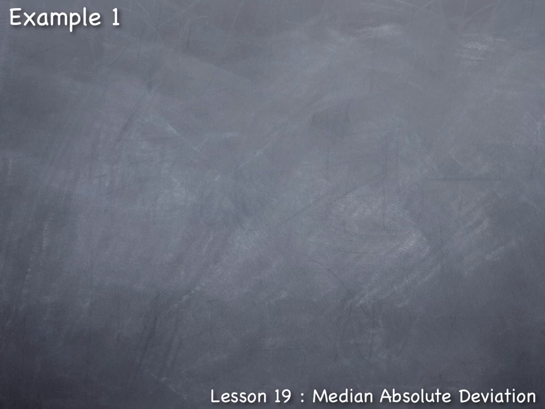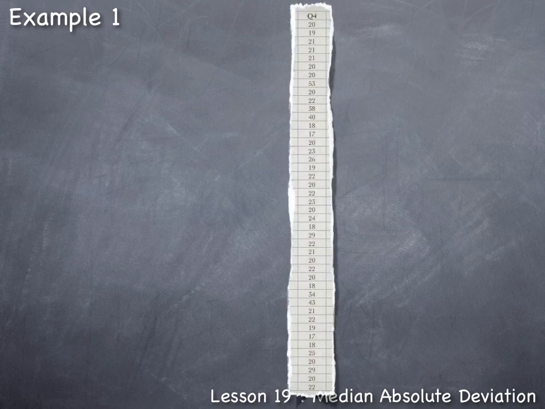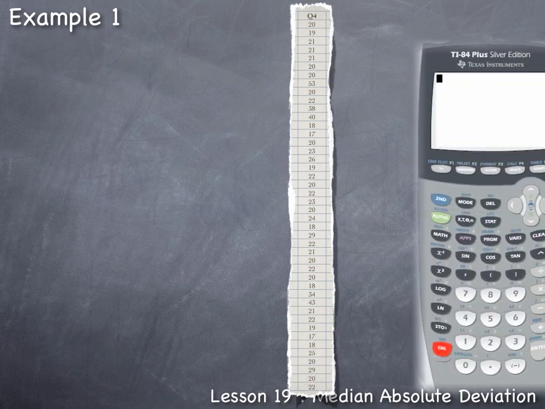Well, first we need to enter the data into the calculator. And question 4, the age of Sierra College Elementary Statistics students, has already been entered into the calculator in a previous example, and we named that list Q4. So now that we have the data entered into the calculator, we can use the TI-84 calculator to calculate the median absolute deviation for us, as long as we know how it's done.